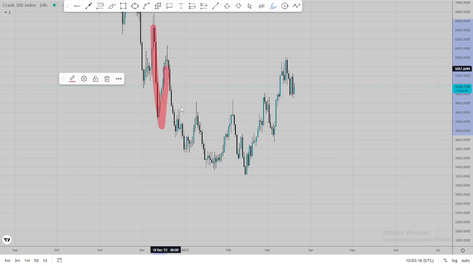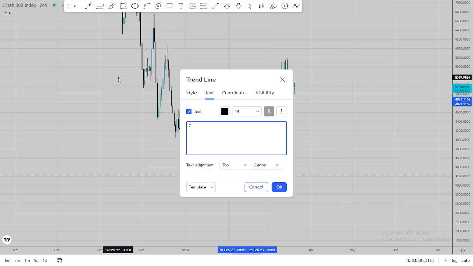Lower low, lower high, lower low, lower high, lower low, lower high, up until this lower high was broken. Right after the break of the lower high, we say that is a change of character or a shift in market momentum, meaning the market is now more on the bullish side of things than the bearish side. That's a change of character like this.